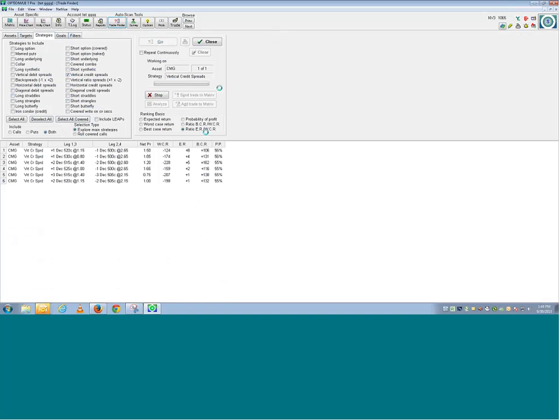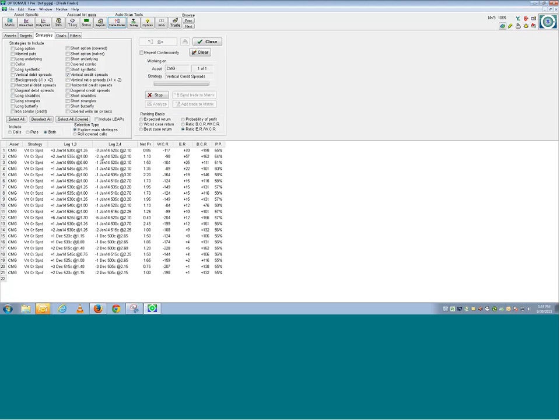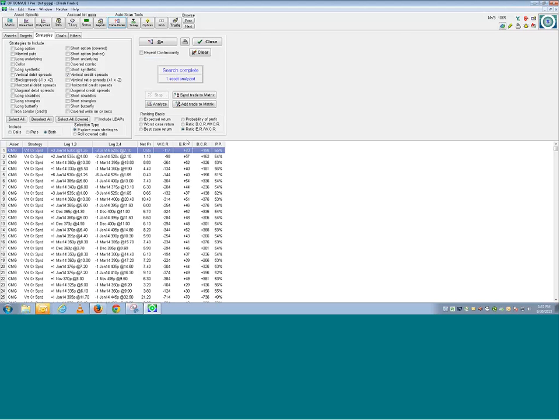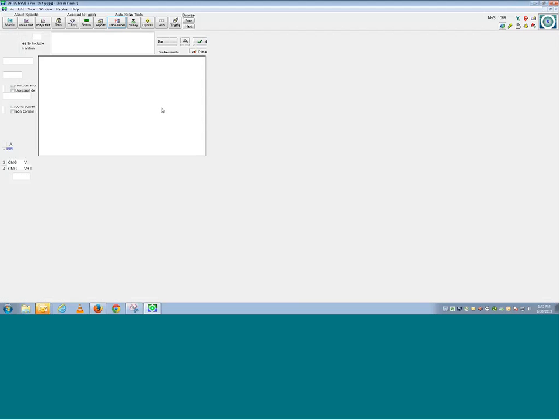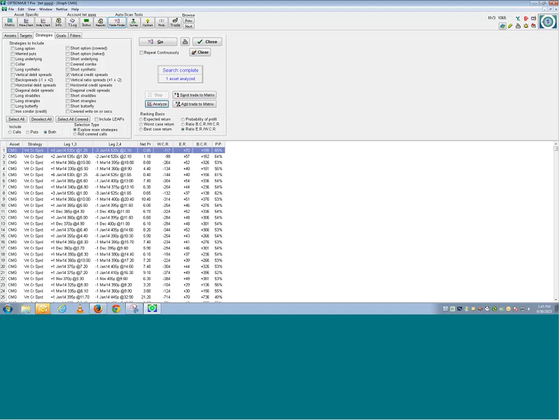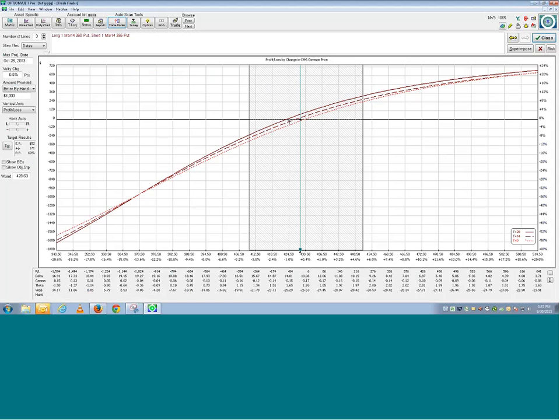Hit go, and it's only going to look for the credit spreads that would perform the best given that target comes to pass. And there it is right there. The one with the highest expected divided by the worst case return. And there you go. That's the best credit spread in terms of that parameter. Now this is a bear call spread. You might want to go to the first bull put spread, analyze that, and there you go.